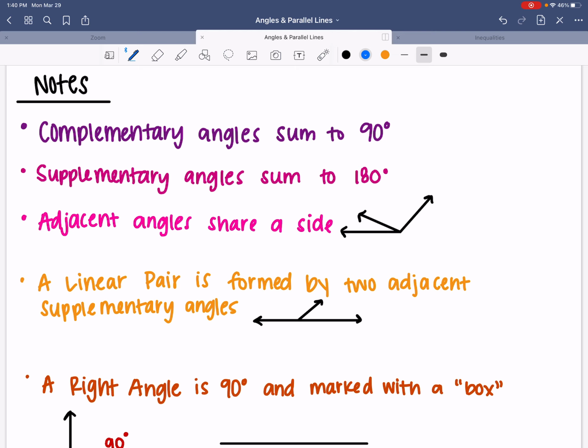Adjacent angles share a side. So anytime you have two angles, for instance, we have this angle here and this angle here, they share this side. So that is what makes them adjacent angles. Going a little bit further on that one, a linear pair is formed by two adjacent angles that are also supplementary. So there's 1, 2, and they form a straight line, which makes them supplementary, which makes them a linear pair.